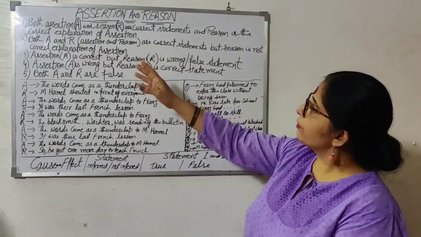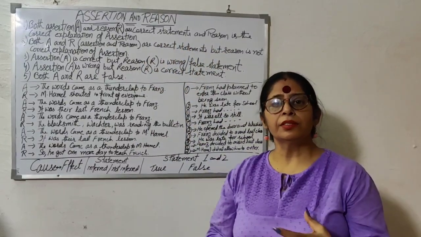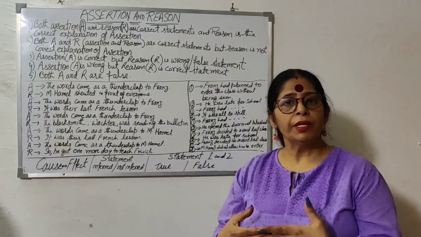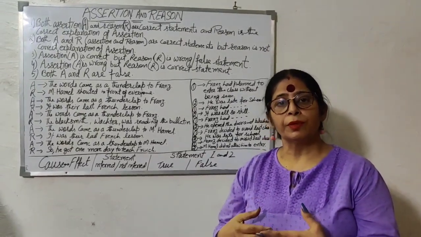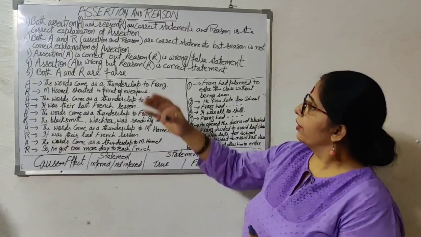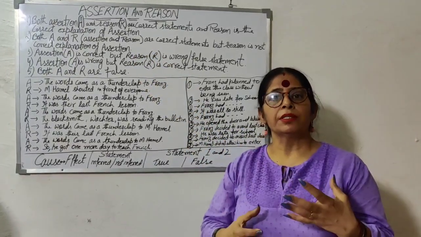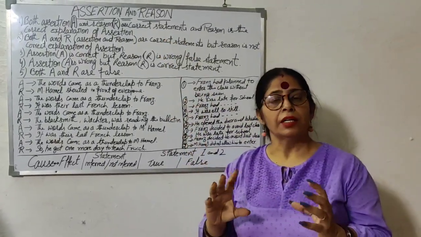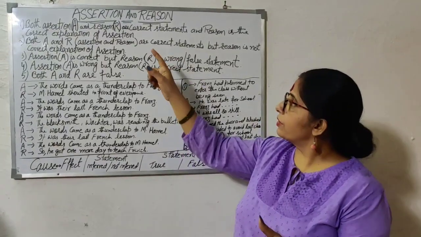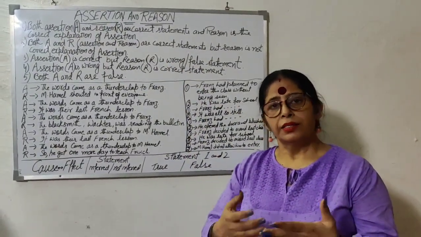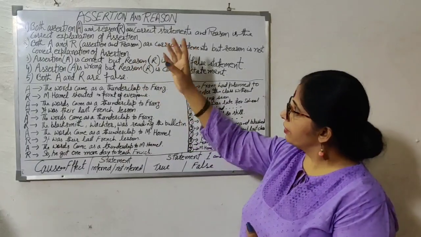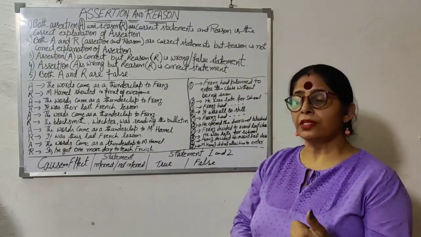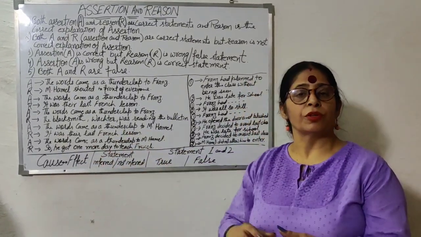Now, what does assertion and reason mean? There will be two statements. One statement will be the assertion statement, another statement would be the reason statement. And when we get these two statements, we just have to tell whether the reason statement is the right explanation of the assertion statement or not. CBSE has used this term, assertion and reason. For a layman, we can say maybe these are cause and effect questions also.